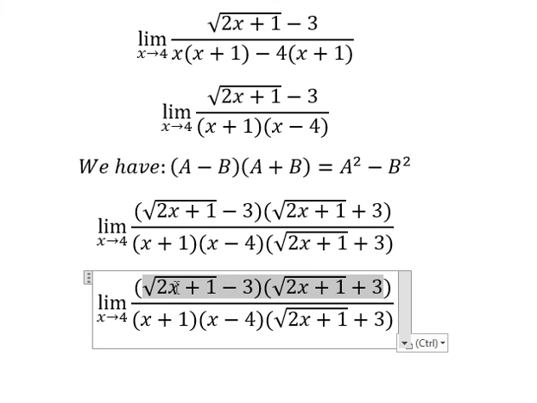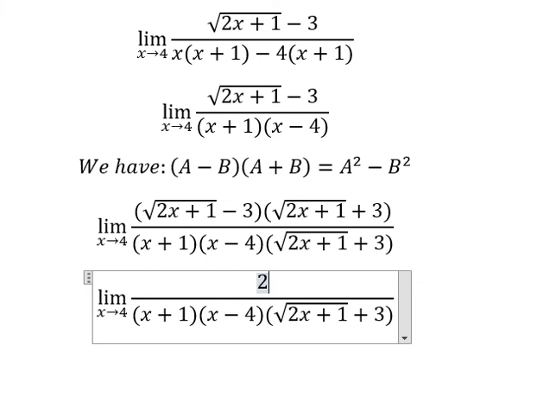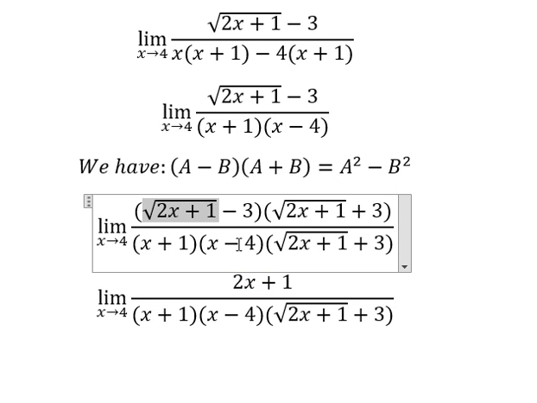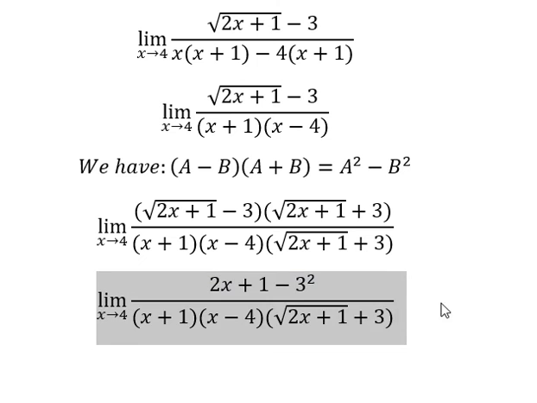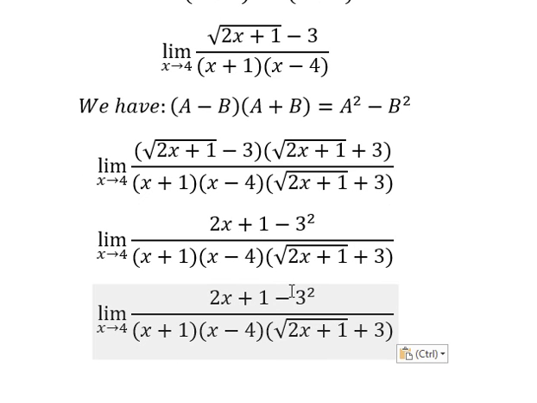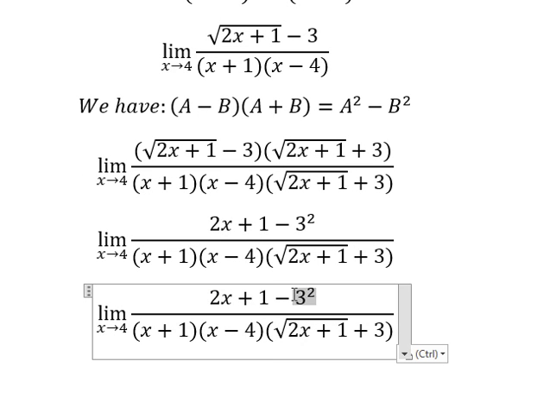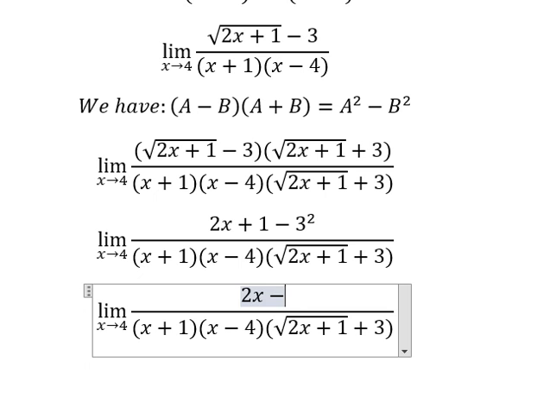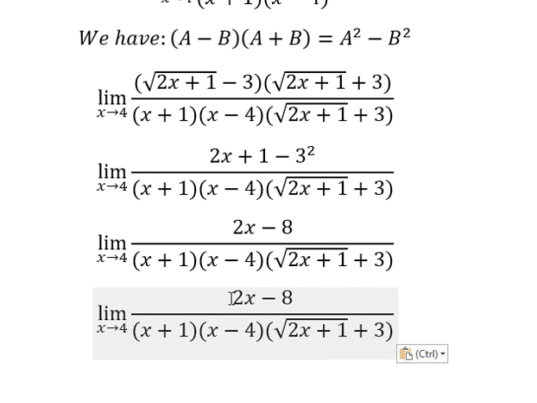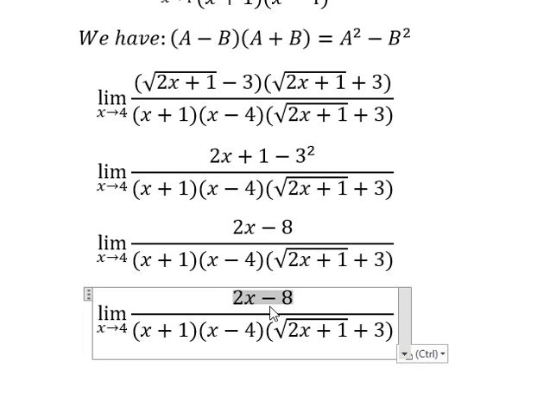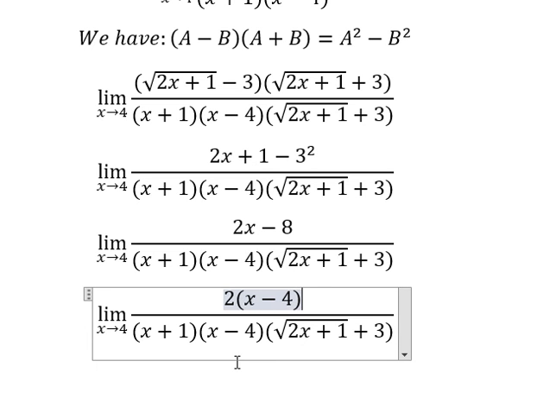So for this one we will have 2x plus 1 because we have the power 2 in here. So we cancel the square root minus number 3 to the power of 2. So 1 minus 9. This is number 9. You get negative number 8. So we can do factorization of this one. And we have number 2 multiplied by s minus 4.